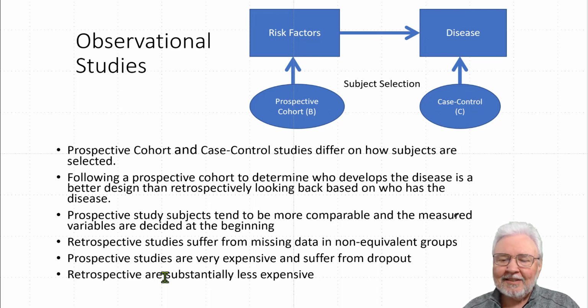This is a very expensive thing to do because you have to keep track of everybody, and you can lose people along the way. So expense and dropout are big problems in the prospective design, but generally speaking, you bring people into the clinic and you have control over the risk factors that you're studying.